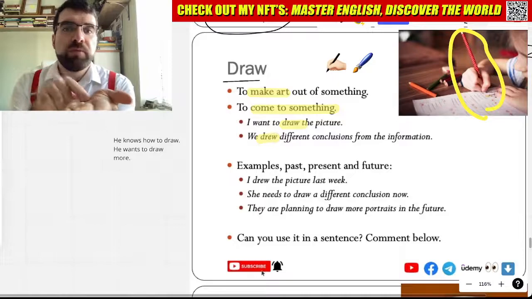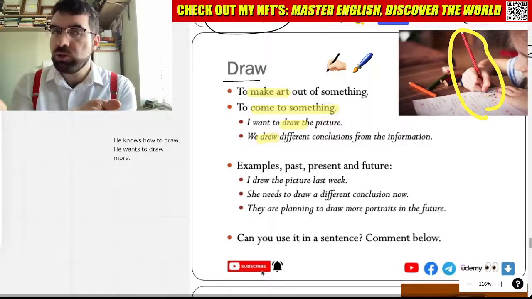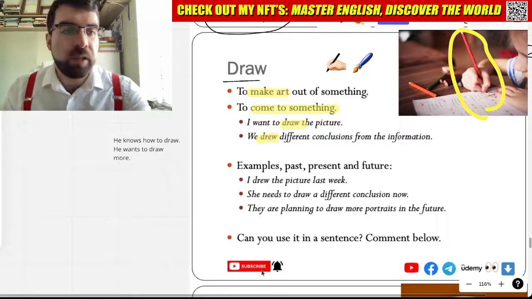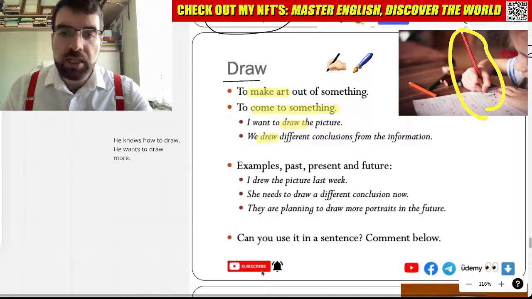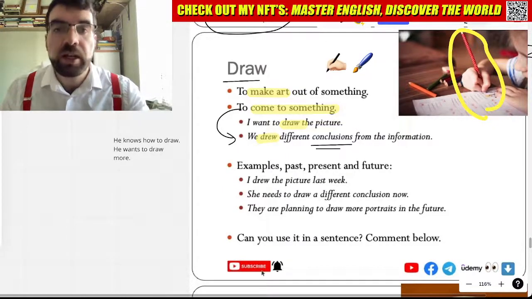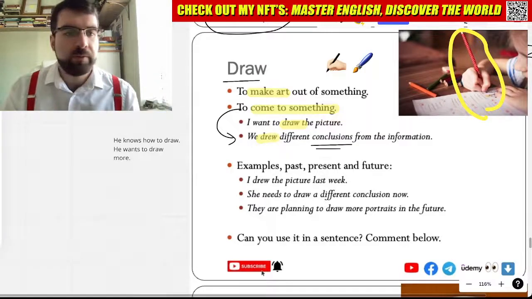Here's the information. I drew this conclusion. He drew that conclusion. We came to something. In this case, it's different conclusions, different thoughts about something.